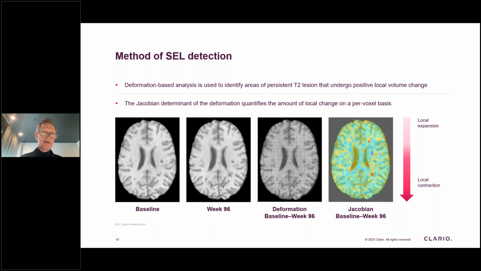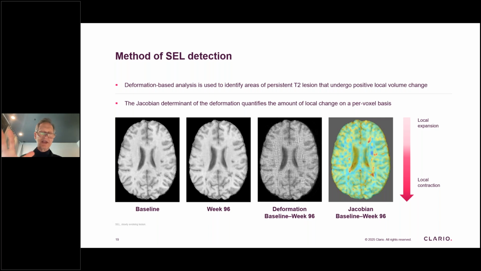You see them on the left two panels, baseline and week 96. And then calculate the deformation field, the distortion that has to be applied to every voxel of that image in order to make the second image match the first image. And then you can use fancy mathematics, shown in the colored image at the right, to calculate what's called the determinant of the Jacobian, which is a direct measure of the volume change in each voxel of the image. And from this image on the right, we can detect lesions that are undergoing slow expansion, concentric expansion over time, that are not acute.